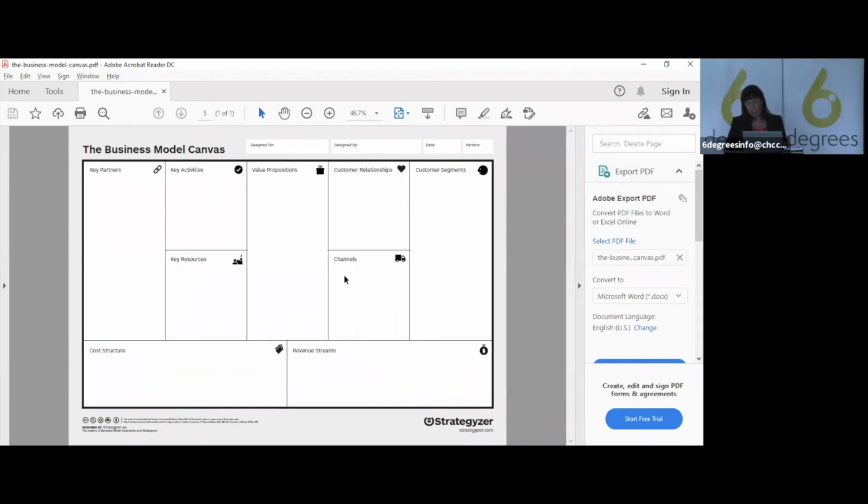Now, when you look at channels, if we're talking about a standard business, we're talking about how do you get that product to the marketplace. So do you have a store? Do you have an online store? Of course, we know that as people do their pivoting, there's a lot more businesses online than ever before. How is it that you're reaching your customer?